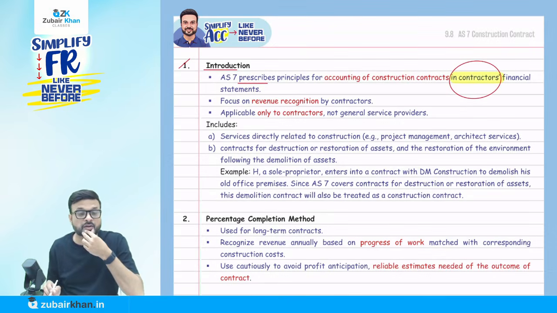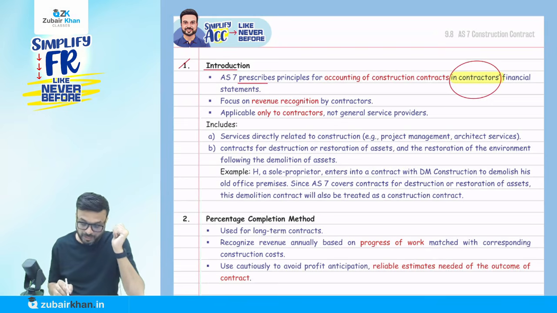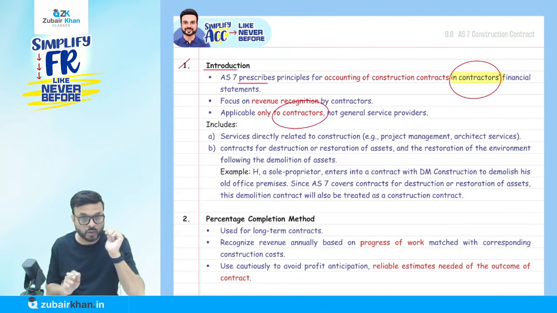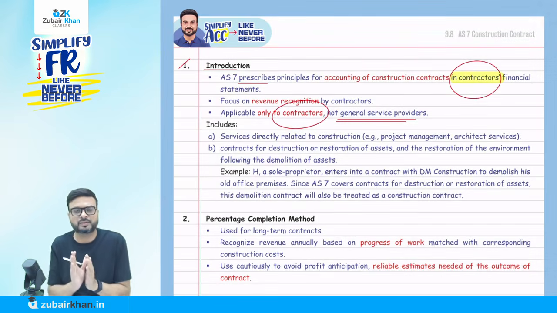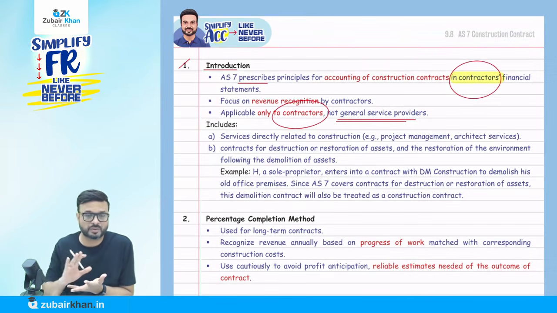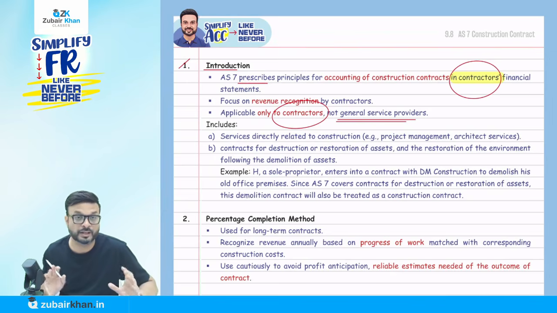Okay. Focus on revenue recognition, how the contractor is going to recognize the revenue in their books of account, and it is applicable only to the contractor, not to the contractee, and not to a general service provider. Also, a general service provider is not covered here. There are certain exceptions. I will come to that. For example, chartered accountants. When we provide a service, we are going to cover it under Accounting Standard 9 only, revenue recognition.